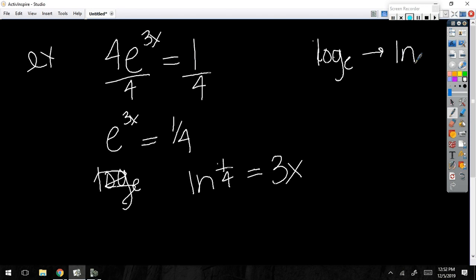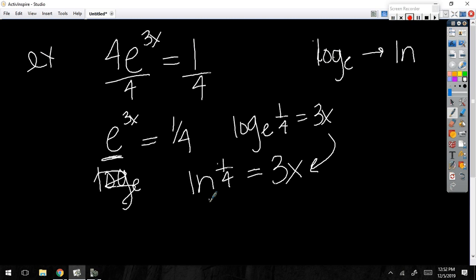Log base E is a button on the calculator. I thought you only used the ln whenever there was an e. There is an E. Yeah, that's what I'm saying. So I could write this as log base E of 1/4 equals 3x. Or I could write it like that. I write it like this because my calculator will do natural log this way.